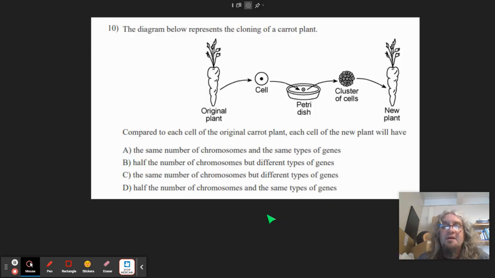Question 10. The diagram below represents the cloning of a carrot plant. Compared to each cell of the original carrot plant, each cell of the new plant will have A, the same number of chromosomes and the same types of genes. B, half the number of chromosomes but different types of genes. C, the same number of chromosomes but different types of genes. D, half the number of chromosomes and the same types of genes.